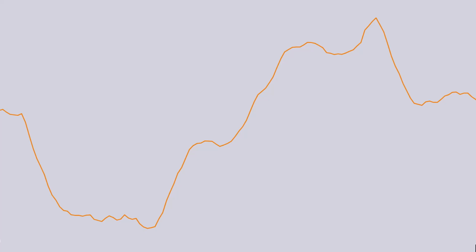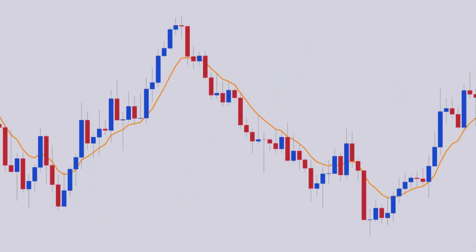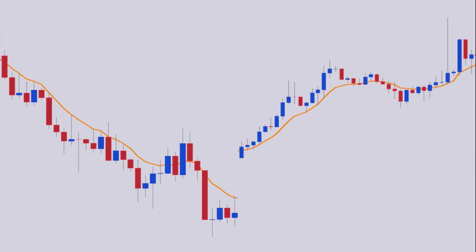The rule is simple. If the current price action is above the 200 EMA, you should only consider long or buy positions. If the price is below the 200 EMA, you should only look for shorts or sell positions. This helps you stay on the right side of the major trend and avoid getting caught on the wrong side of the market. Let's take an example.